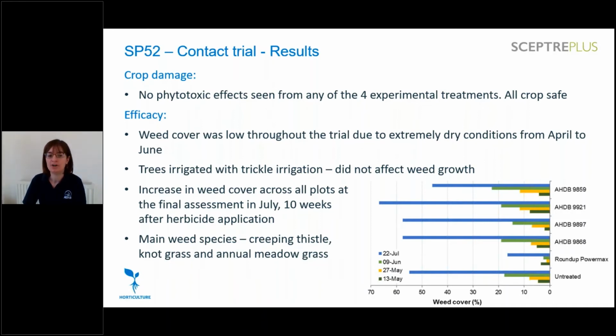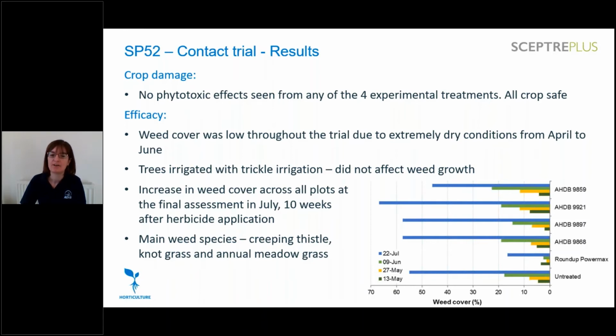But as time went on, it didn't stay really hot and dry forever. So we did start to see an increase in the weed cover across all the plots at the final assessment in July. So this was 10 weeks after the herbicide application. But bearing in mind as well, we're looking at contact products here. So you would expect that after 10 weeks, because we haven't put residuals on, you're going to start to see new weeds coming through anyway. The main weed species that we were getting within the trial area were creeping thistle, knotgrass and annual meadowgrass.